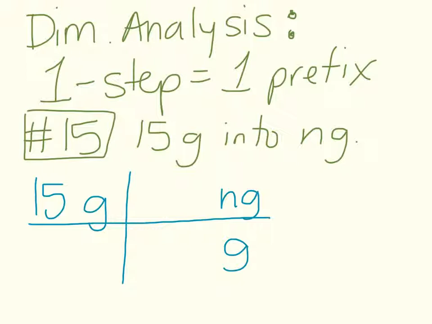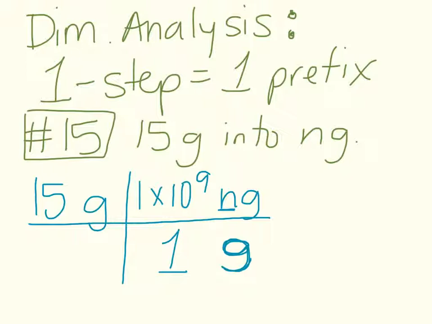Okay, so recall from our conversion chart, it said that a 1 is going to go with our base unit, and so that's going to be on the bottom because that is where our base unit is for this problem. And then a 1 times 10 to the 9th is going to go with your prefix unit with nano.